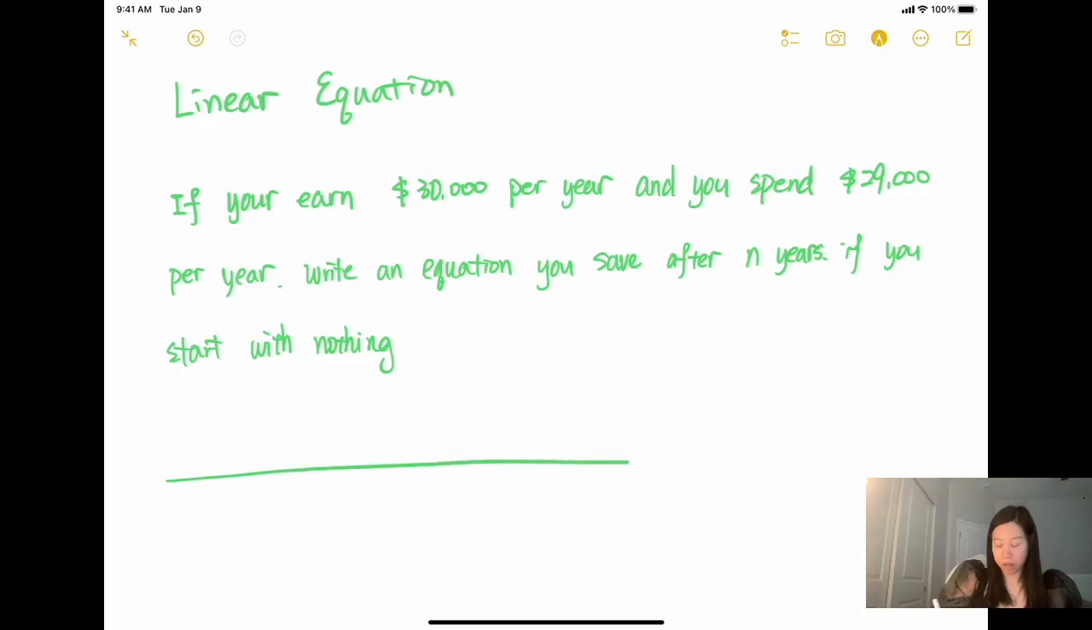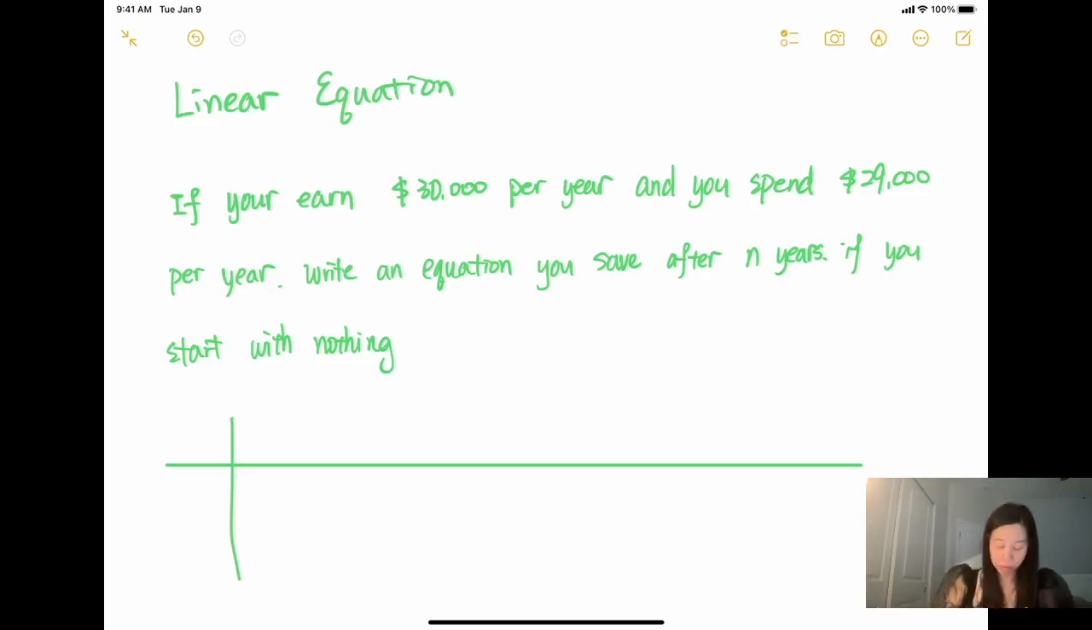So let's make a table and see if we can find a pattern in how you're saving money as time goes by. Here's the year and here's the balance in your bank account. You start with nothing, so the first year you have nothing there. After the first year, how much do you have? Well, you earn 13,000 per year and you spend 12,000 per year, so you save 1,000 after the first year.